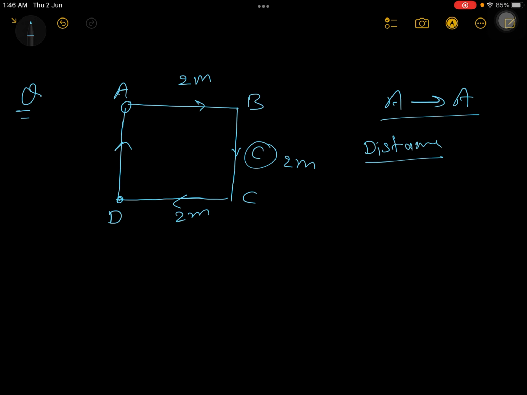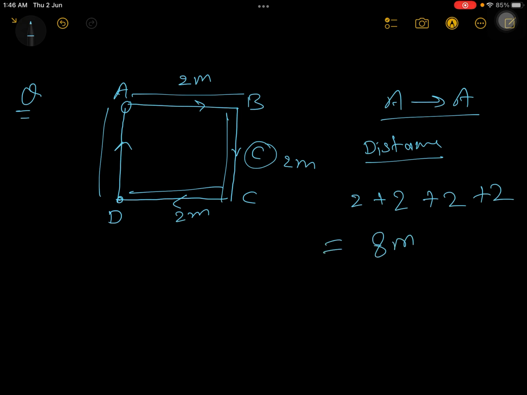So distance means original path. Original path length is very clear. A to B 2 meter plus B to C again 2 meter plus C to D again 2 meter and D to A again 2 meter. So total is going to be 8 meter, right? But what about displacement? Don't you think it is going to be 0? Yes, because you started from A and you finally are at A. So your initial position and final position, they are same.